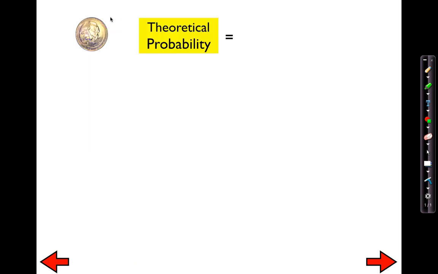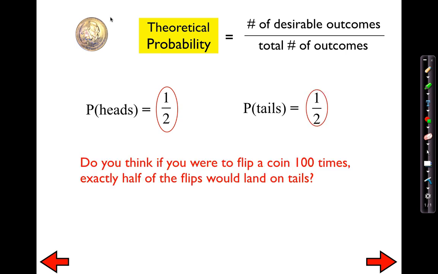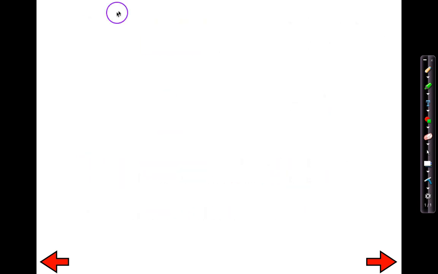So let's remember with theoretical probability, we're looking at the number of desirable outcomes over the total number of outcomes. So here, probability of heads is 1 out of 2, and probability of tails is also 1 out of 2. But do you think if you were to flip a coin 100 times, exactly half of those flips would land on tails? And how about exactly half landing on heads? Well, let's go ahead and do a quick demo and see if that actually happens.